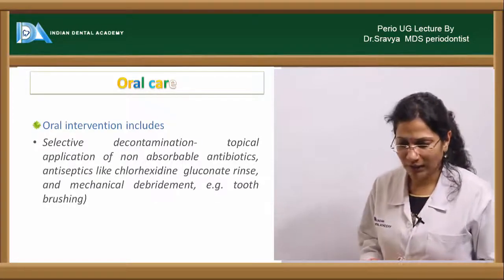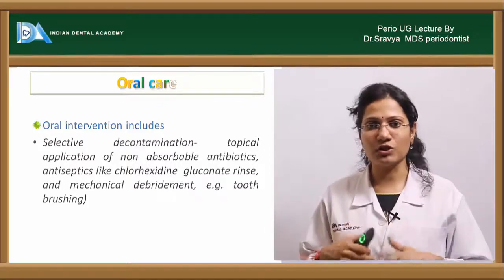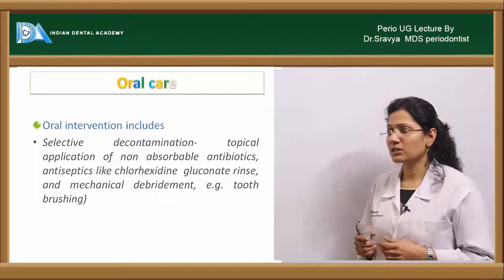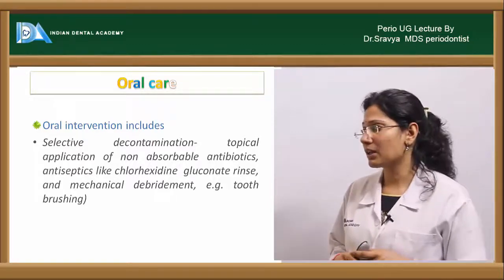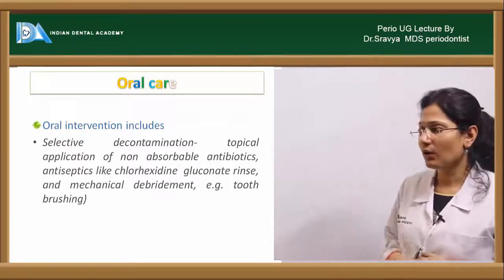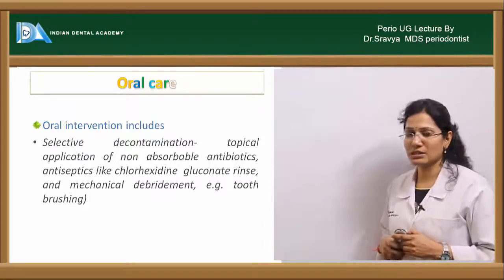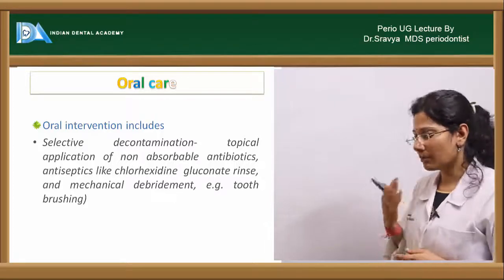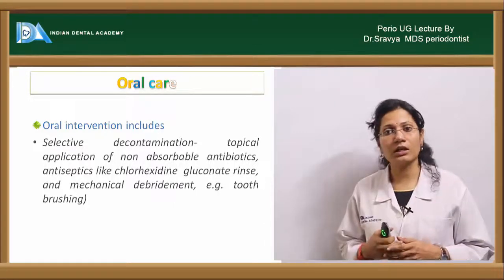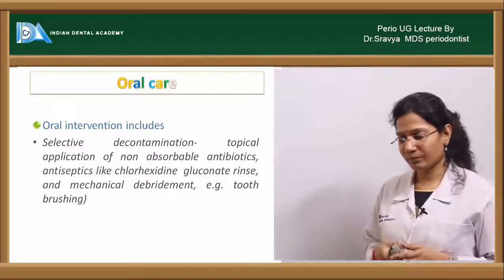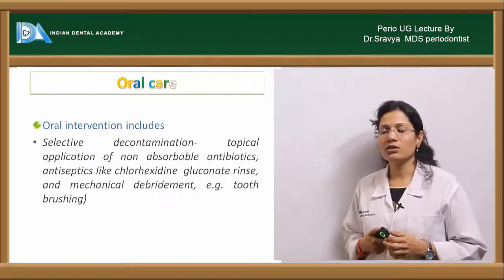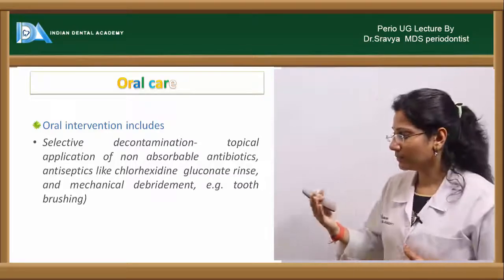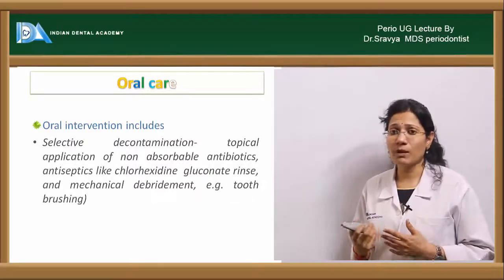Now, how do you take care of preventing the ingestion of your periodontal microorganisms into the lungs? One, selective decontamination, either a topical application of non-absorbable antibiotics or antiseptics like chlorhexidine gluconate rinses, and thorough oral hygiene maintenance, especially mechanical debridement by toothbrushing, interdental cleaning, and even cleaning of your tongue coatings. And then you can also incorporate something called a full mouth disinfection.